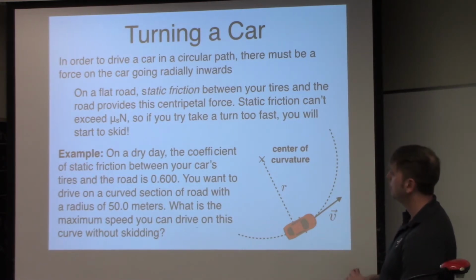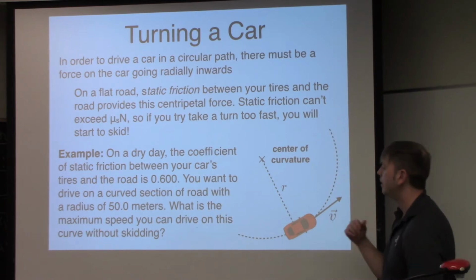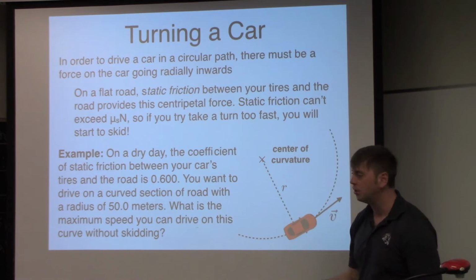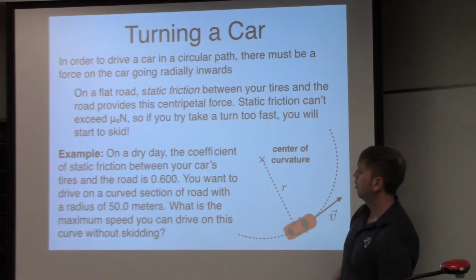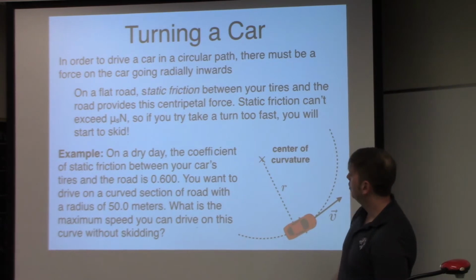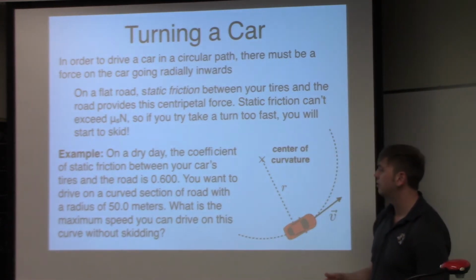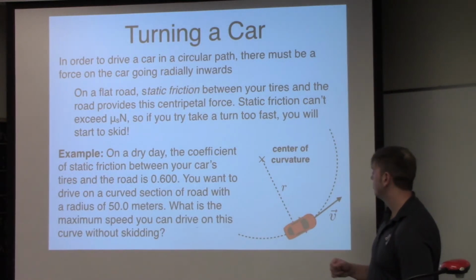The example here says, on a dry day, the coefficient of static friction between your car's tires and the road is 0.6. So that's the static friction coefficient between, let's say, the rubber and the concrete that are in contact between the road and the tires. What you're trying to do here is drive on a curved section of road that has a radius of 50 meters. What is the minimum speed that you can drive on this curve without skidding?